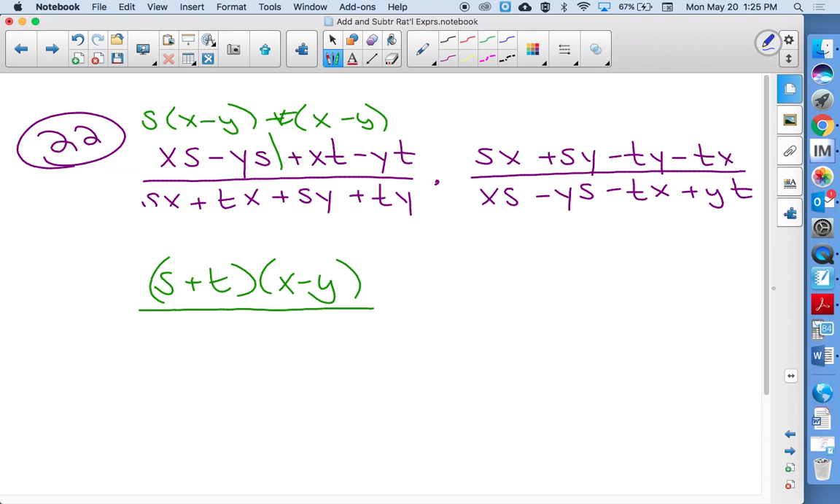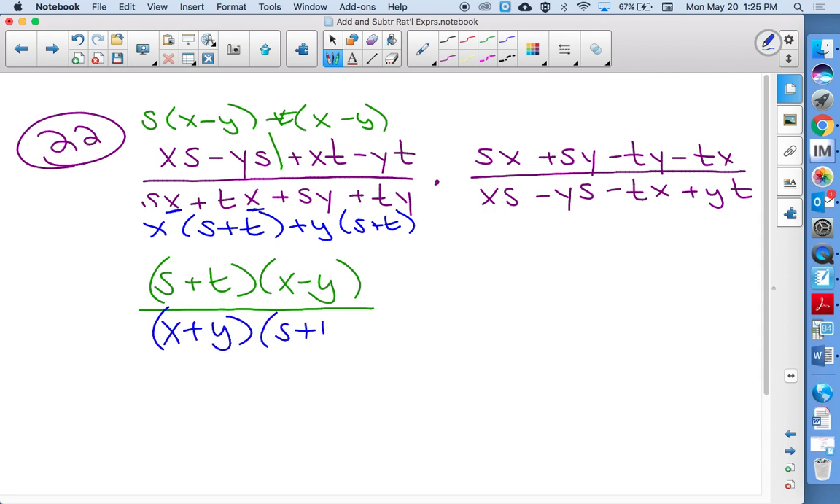Looking at the second one, we have the x that they have in common, so take that out, you get s plus t. And then we have a y in common, take it out, you get x plus t. So x plus y, and then s plus t. So now my first fraction, numerator and denominator, is factored using grouping. You're going to do that same process within the second one.